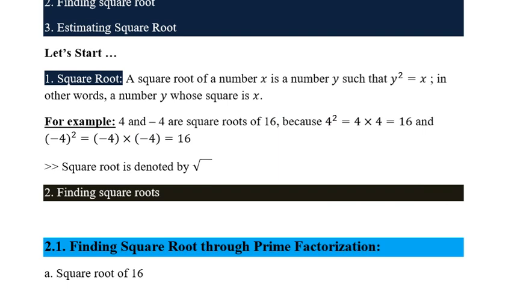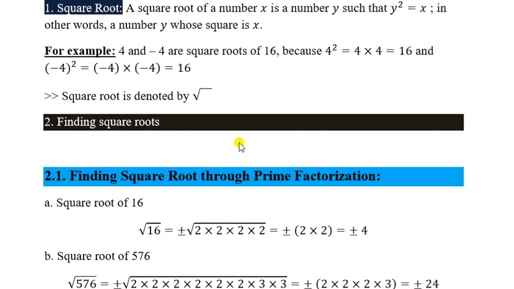Now, in general, square root is denoted by this symbol. Square root is denoted only by this symbol. Now we are going to find out how to get the square roots of numbers. We have two methods: one is the prime factorization method and the other is the division method. We have to learn both methods, because according to the question you have to solve it. First we are going to learn the prime factorization method.